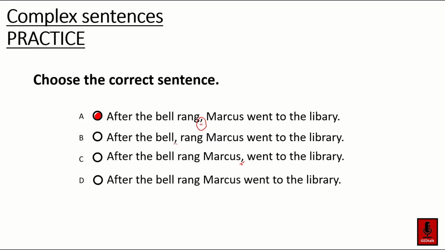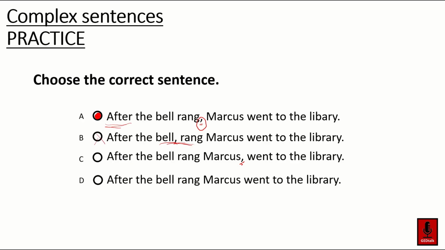After is my subordinating conjunction, folks. And you're not going to want to memorize all of them, but you're going to definitely want to be familiar with the subordinating conjunctions. So when you do see it start off a sentence, you know that that sentence is a dependent clause. But why isn't B, C, or D correct? Well, let's look at B. After the bell, then comma, rang. Well, that is a grammar sin right there. You are separating the noun from its verb. So that is why B is incorrect.